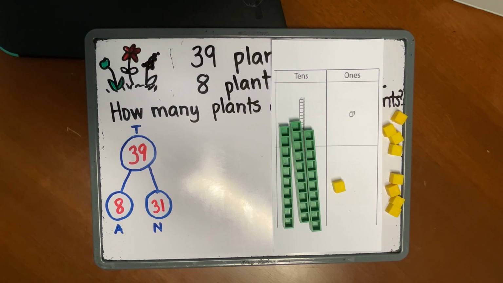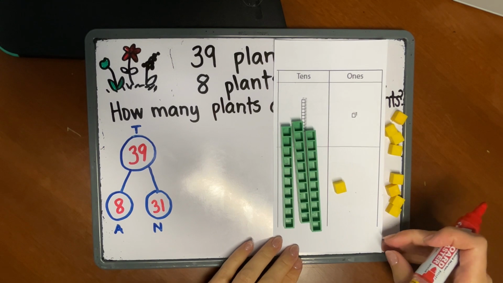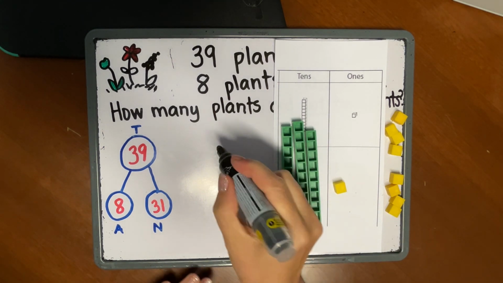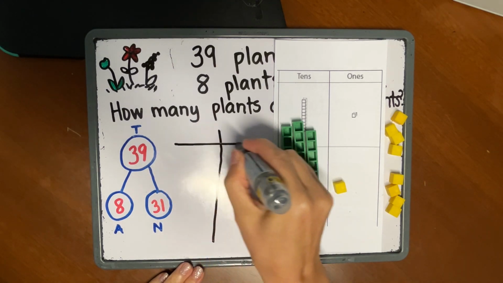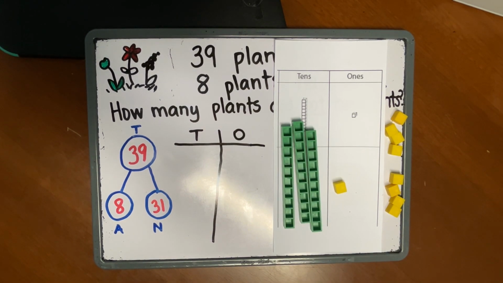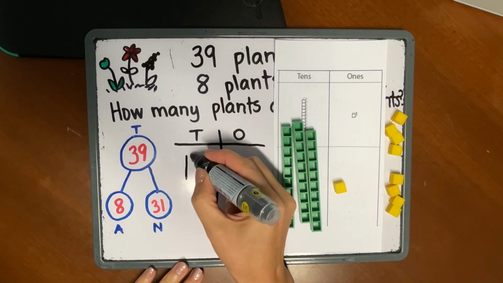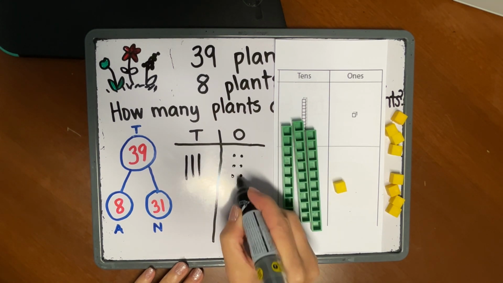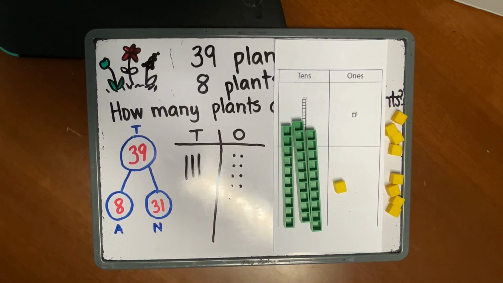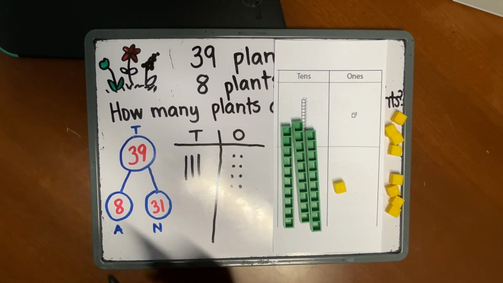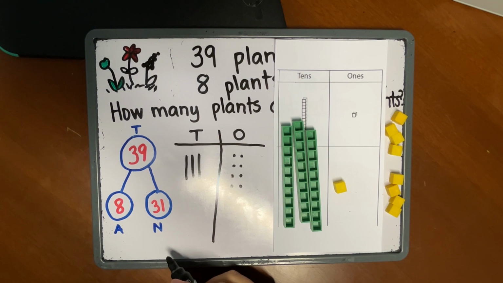Well, now let's draw another model with our base 10 blocks, and I'm going to use the place value chart. And I'm going to draw my 10s and my 1s. Well, I started with 30 and 9. 1, 2, 3, 4, 5, 6, 7, 8, 9. And then 8 of them had ants.